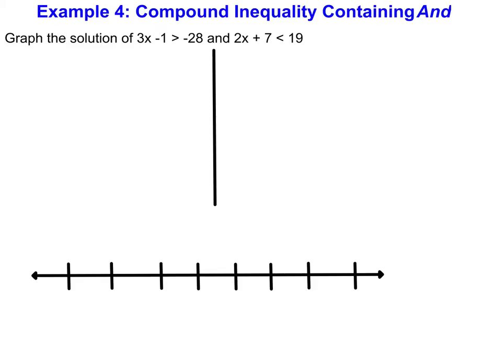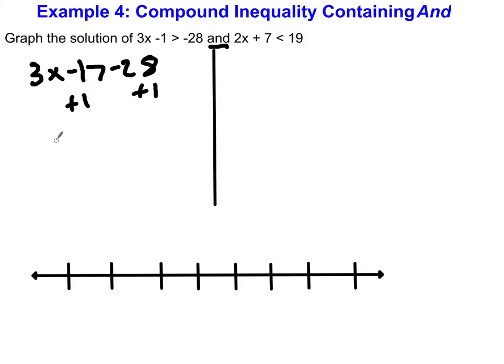Alright, let's go ahead and graph some of these. Graph the solution of 3x minus 1 is greater than -28, and, so that means both these have to be true in order for it to be a solution. 2x plus 7 needs to be less than 19. So I drew this line here so that you can know you solve these separately. Solve them as completely separate problems.